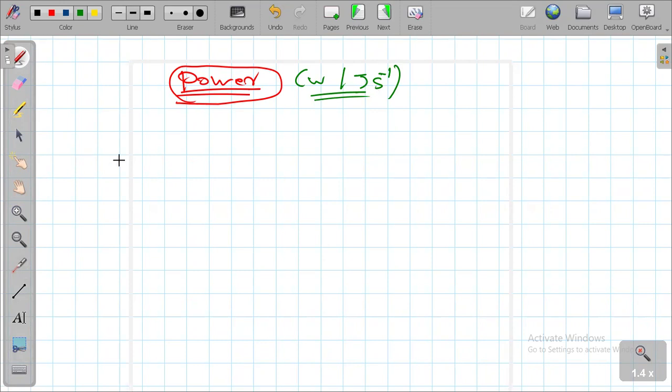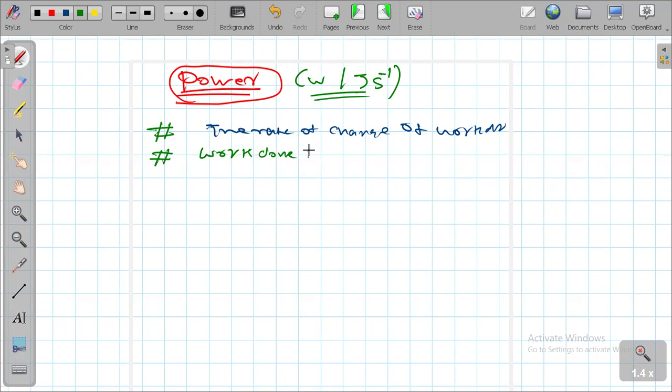Okay. Now write the definition. Number 1 is the rate of change of work done. There is another definition. The other definition is work done per unit time.